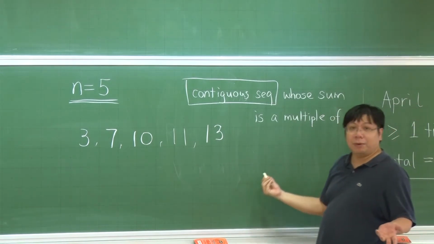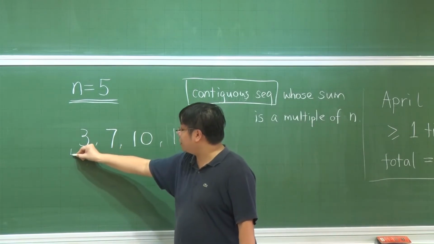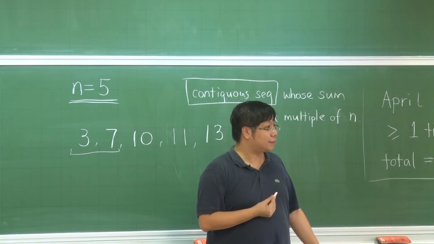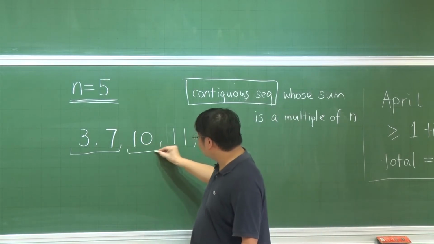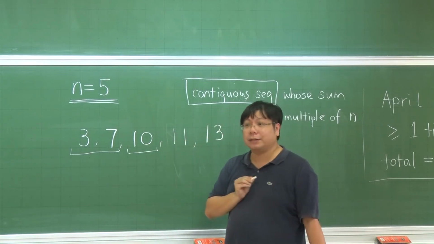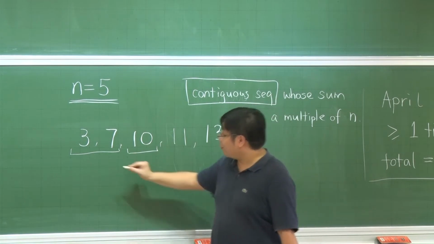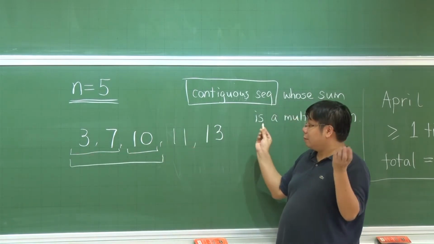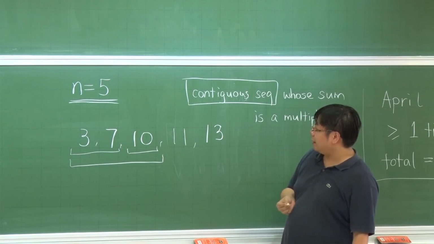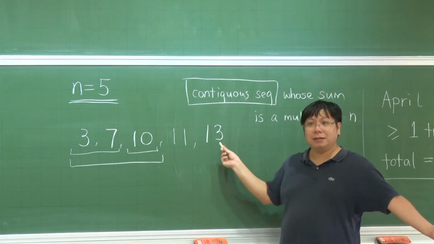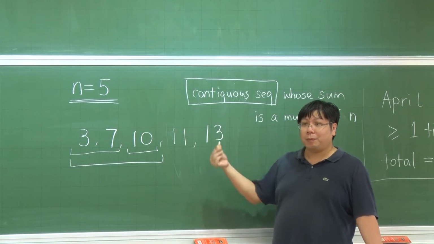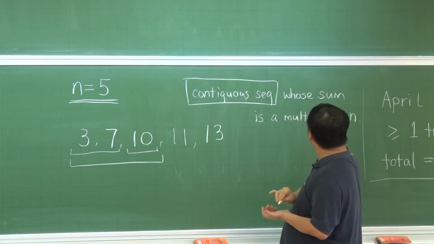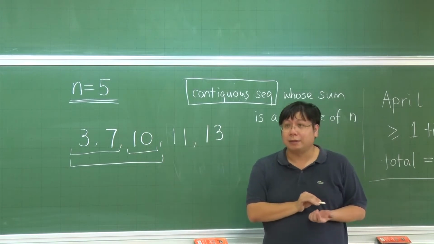In this example, it can be very easy. You can find 3, 7. 3 plus 7 is a multiple of 5. You can even find 10; 10 itself is also a multiple of 5. You can also find 3, 7, 10, which is 20. Are there anything else? Maybe not. So these are some ways that we can find a contiguous sequence such that the sum is a multiple of n.